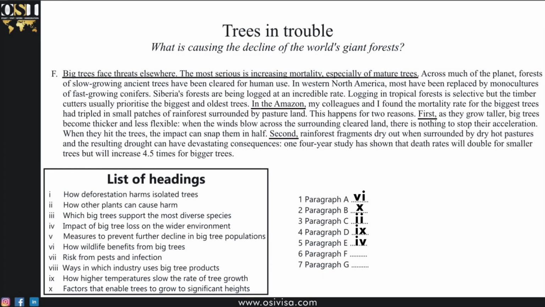So let's go on with the second step that says to read the linkers. So we have already read the last sentence that began with the linker second, and I found another one that says first. So before that it says this happens for 2 reasons. Now we don't know what this is. So let's read the previous sentence as well, just to get a background idea. So the previous sentence says, in the Amazon, my colleagues and I found the mortality rate for the biggest trees had tripled in small patches of rainforest surrounded by pasture land.